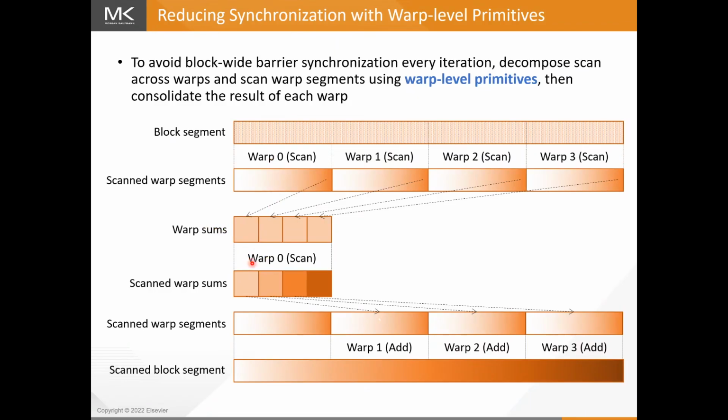And then after this warp finishes doing the scan, we need to do another sync to make sure that all the other warps wait for it to finish scanning before they do their add. Okay? So instead of synchronizing every iteration by using warp level primitives, we only synchronize twice. Once in between the individual warp scans, the scanning the partial sums, and once to finish scanning the partial sums before we go back and do the additions. Okay, great. Let's implement all of this.